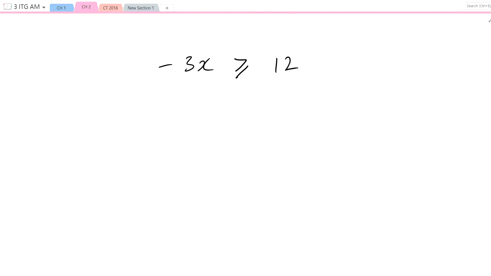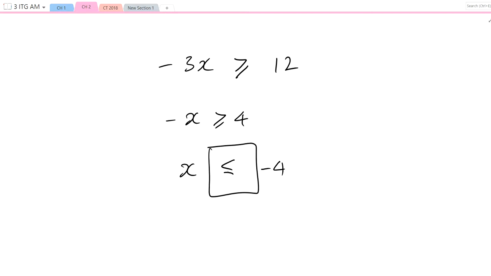What do we do on both sides? Divide by 3, okay? So I get negative x greater than or equal to 4. Then? Times negative 1 on both sides. So I get x with negative 4. What is the sign? Less than or equal to?